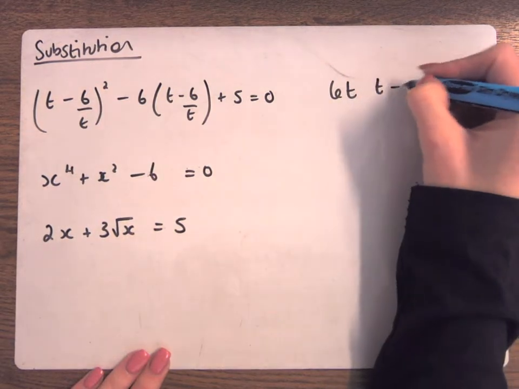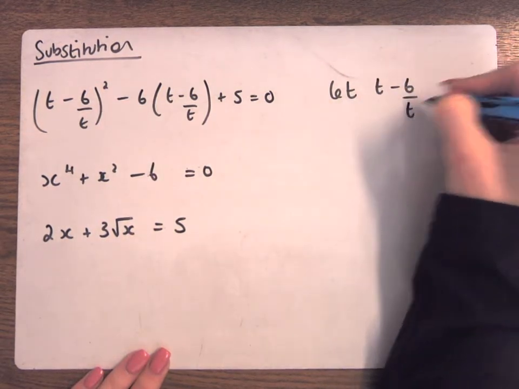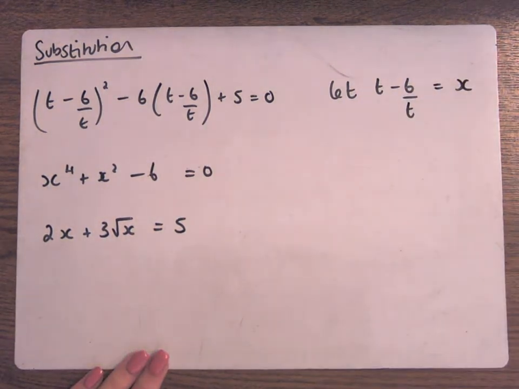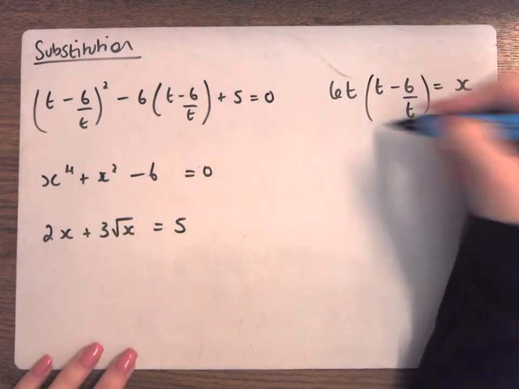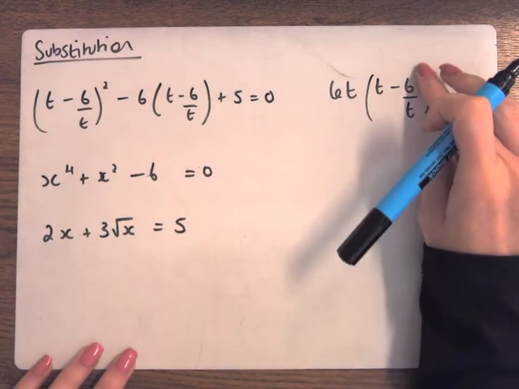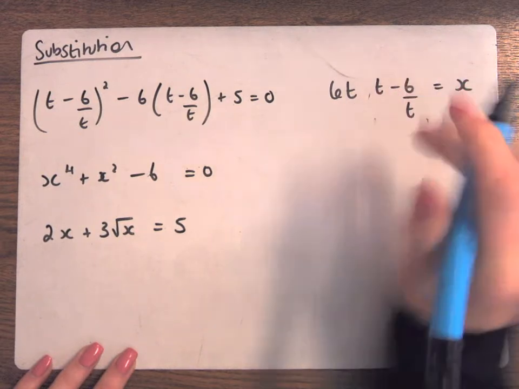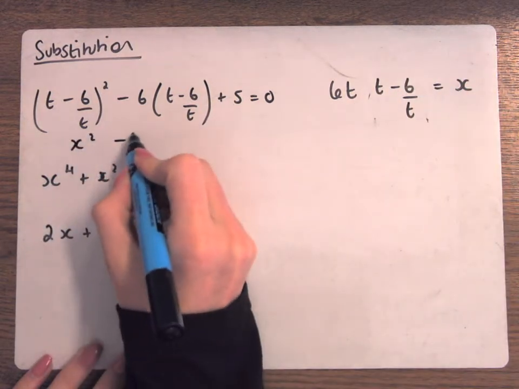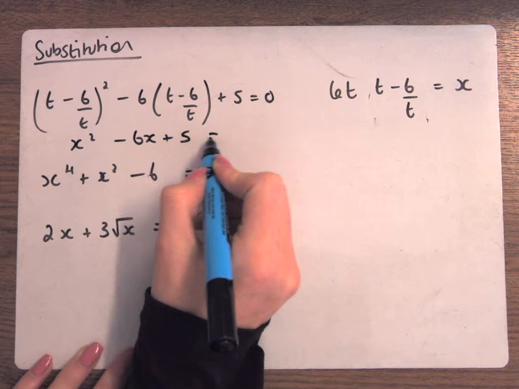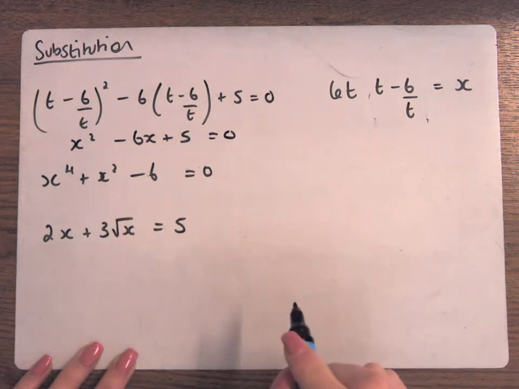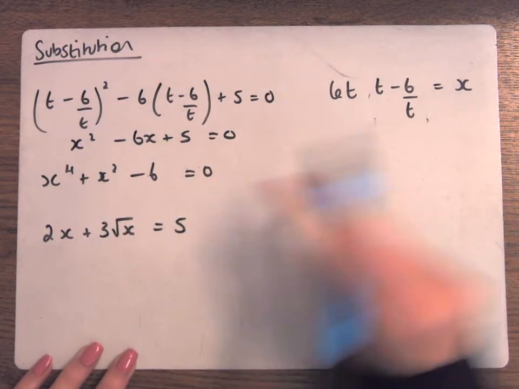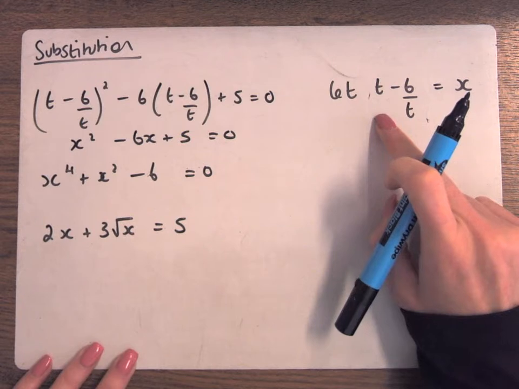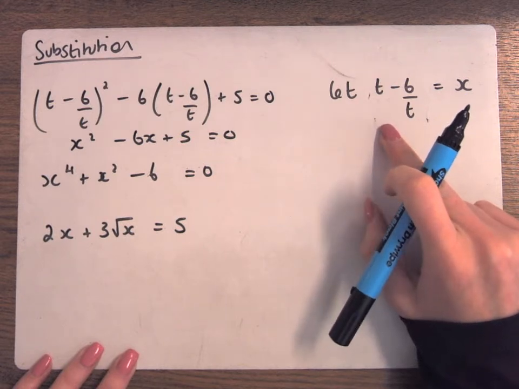Lovely. Let it equal x. You're substituting in. Instead of this thing, which is in brackets, you're putting x. So what you get then is x squared minus 6x plus 5, and you'd be able to solve for x. And then once you get your x's, you can put your answers equal to this to find t. Okay?